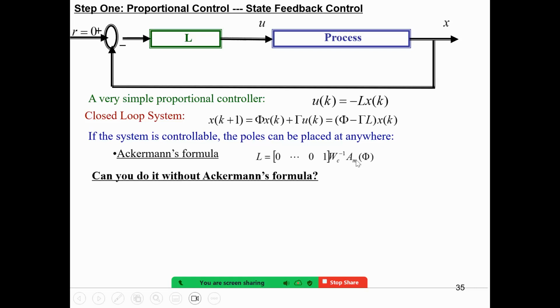Of course, if you don't like using this formula, you can always use another, more direct way. You just get the characteristic polynomial of the closed loop system. This polynomial, of course, will depend upon the gains you are going to use. You compare this polynomial with the desired polynomial from the reference model, and you will have a set of equations. Then you find out the design parameters. Okay?